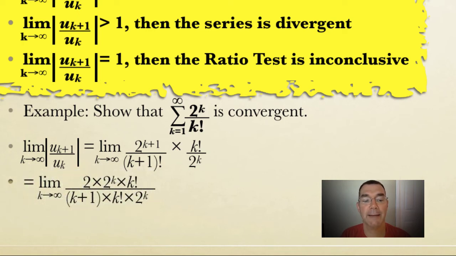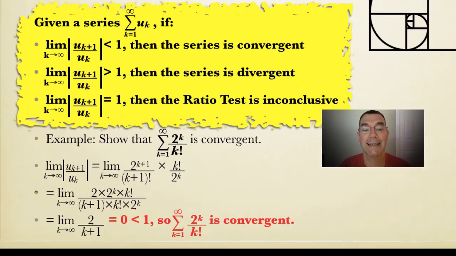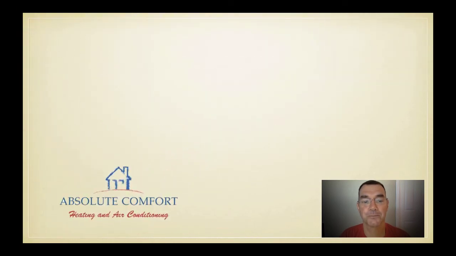So let's simplify that. 2^(k+1) is just 2 times 2^k, and (k+1) factorial is just (k+1) times k factorial. I do that so that I can cross stuff out. The k factorials will cross out, the 2^k's will cross out, and I will get 2 over k plus 1. That equals 0 as k goes off to infinity. That is less than 1, so 2^k over k factorial is convergent.